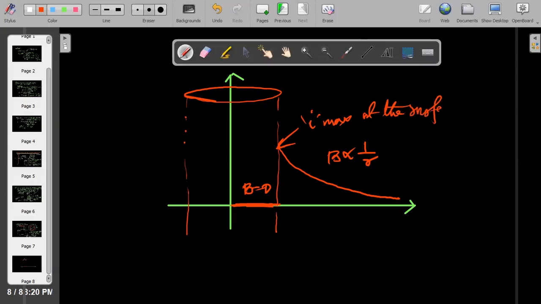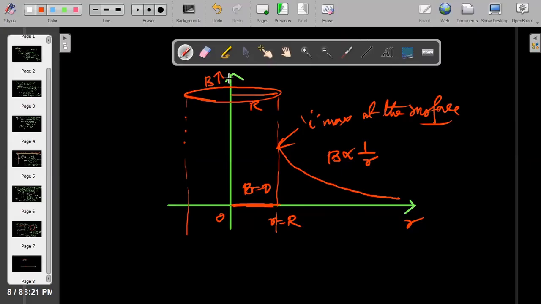I think all of you have understood what I just recalled. This is your r. This is r equals capital R. This is 0. This will be your r, and this is your B. This is the magnetic field plot. So in the next class, we will be doing some more applications.